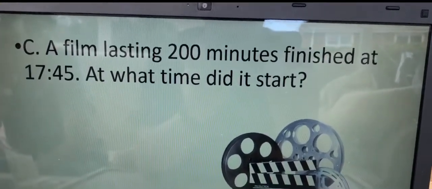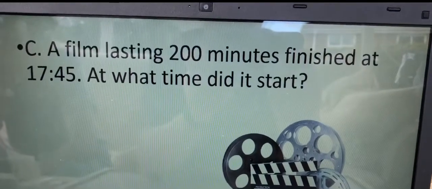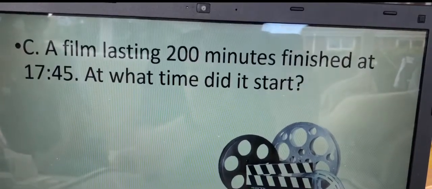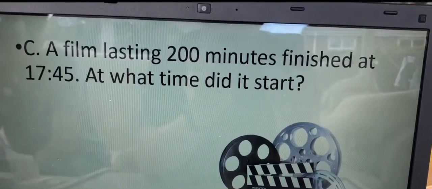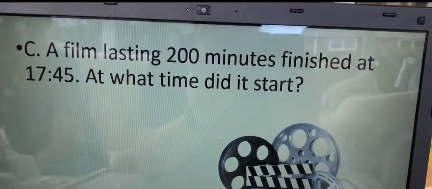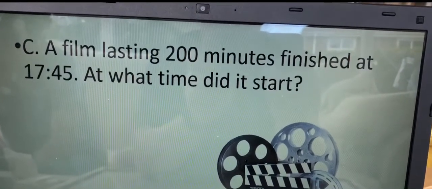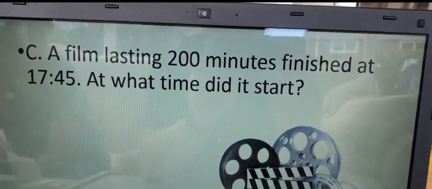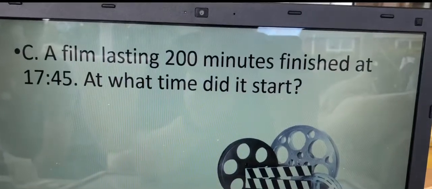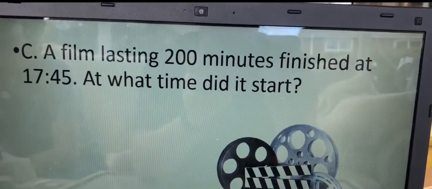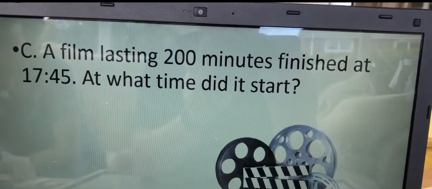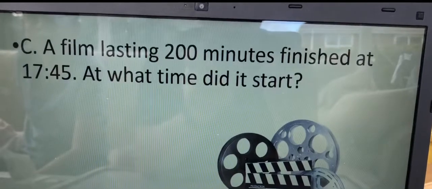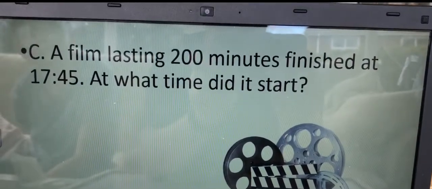A film lasting 200 minutes finished at 17:45. At what time did it start? So to answer this, we're going to need to know, first of all, what is 17:45? Well, 17:45 is on the 24-hour clock, and if we convert that, it's 5:45 p.m. Now, a film's lasted 200 minutes, and it ends at 17:45, and what time did it start? So what have we got to do? What's the key information? Have a think, have a go, and we'll come back together.